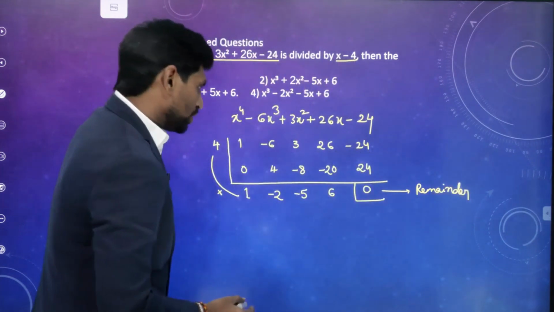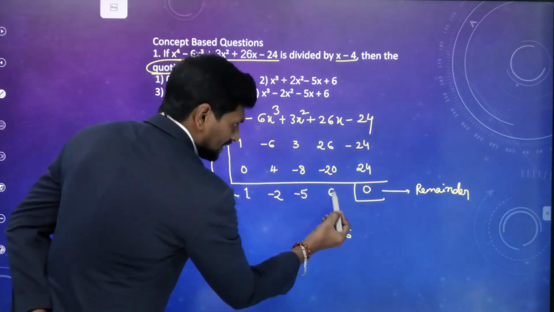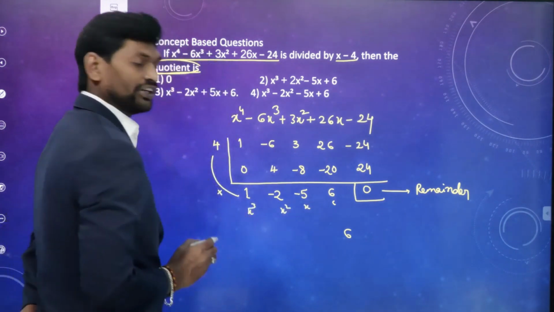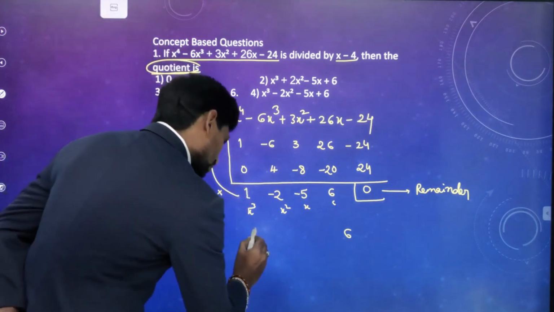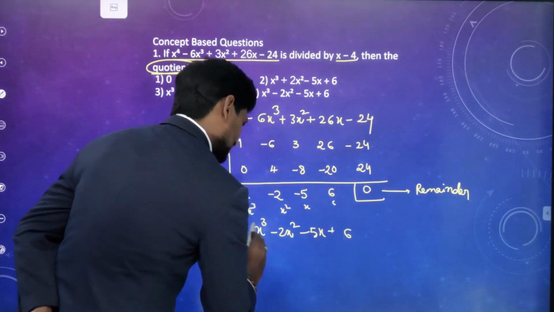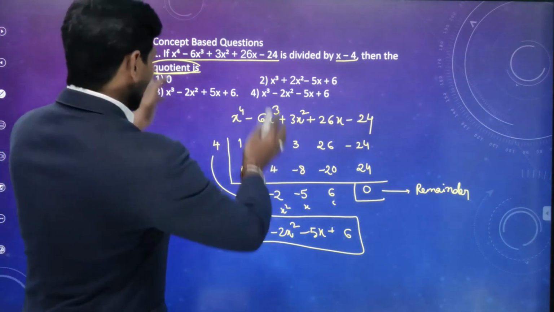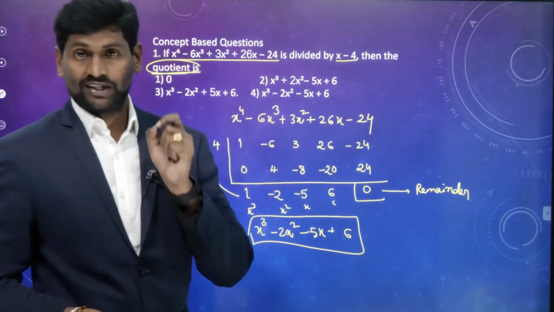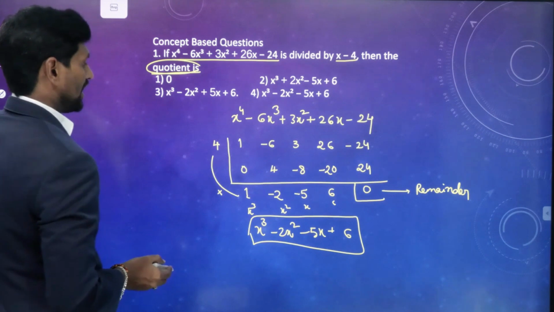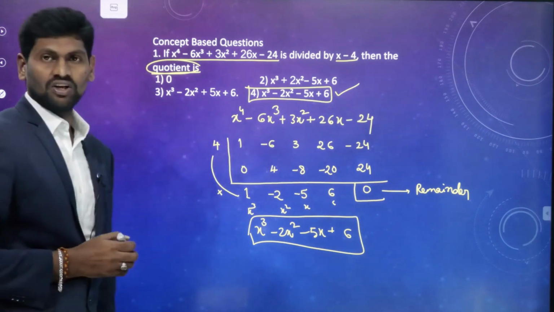Okay? Then what are the coefficients? This is the constant term. Here minus 5 represents the x term. From the right side onwards: constant, x term, x square term, x cube term. You need to write it in order like this. So 1 into x cube minus 2x square minus 5x plus 6. So this will be the quotient if the entire biquadratic polynomial is divided by x minus 4. So our answer is option 4. This is our answer. Okay?